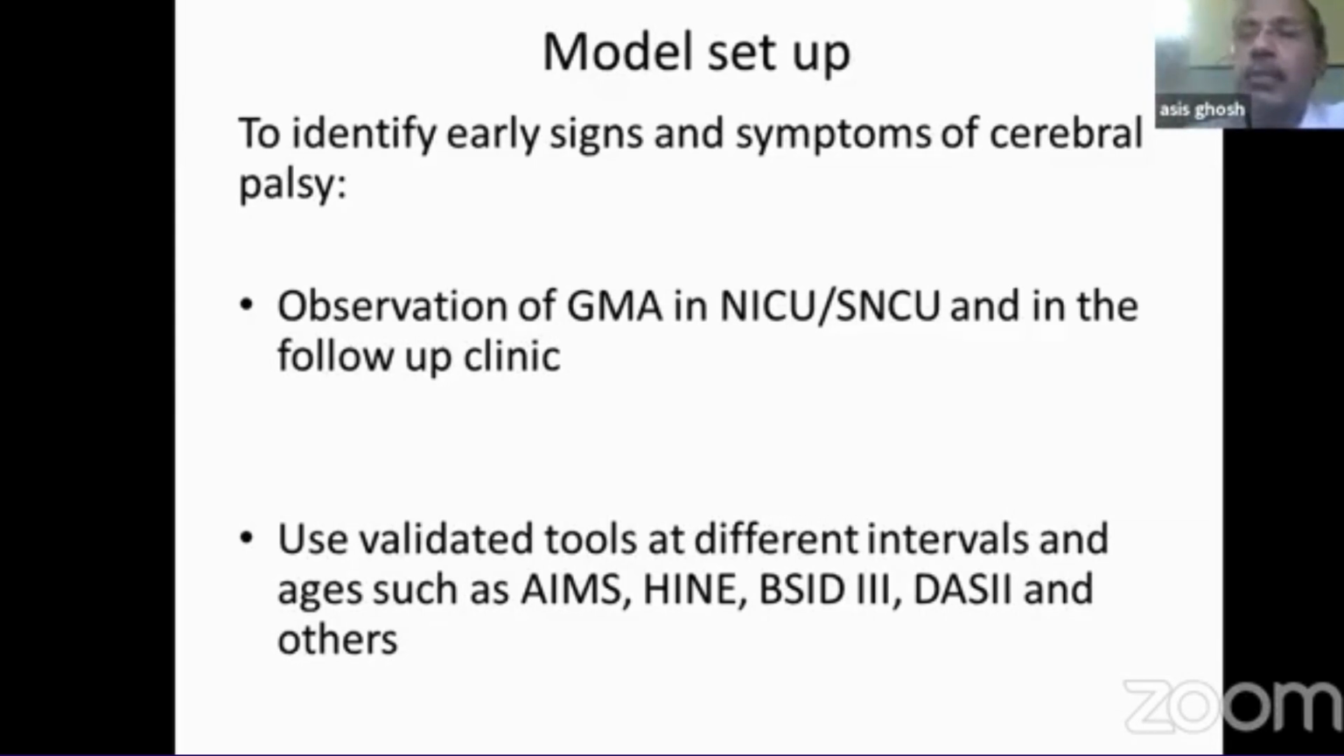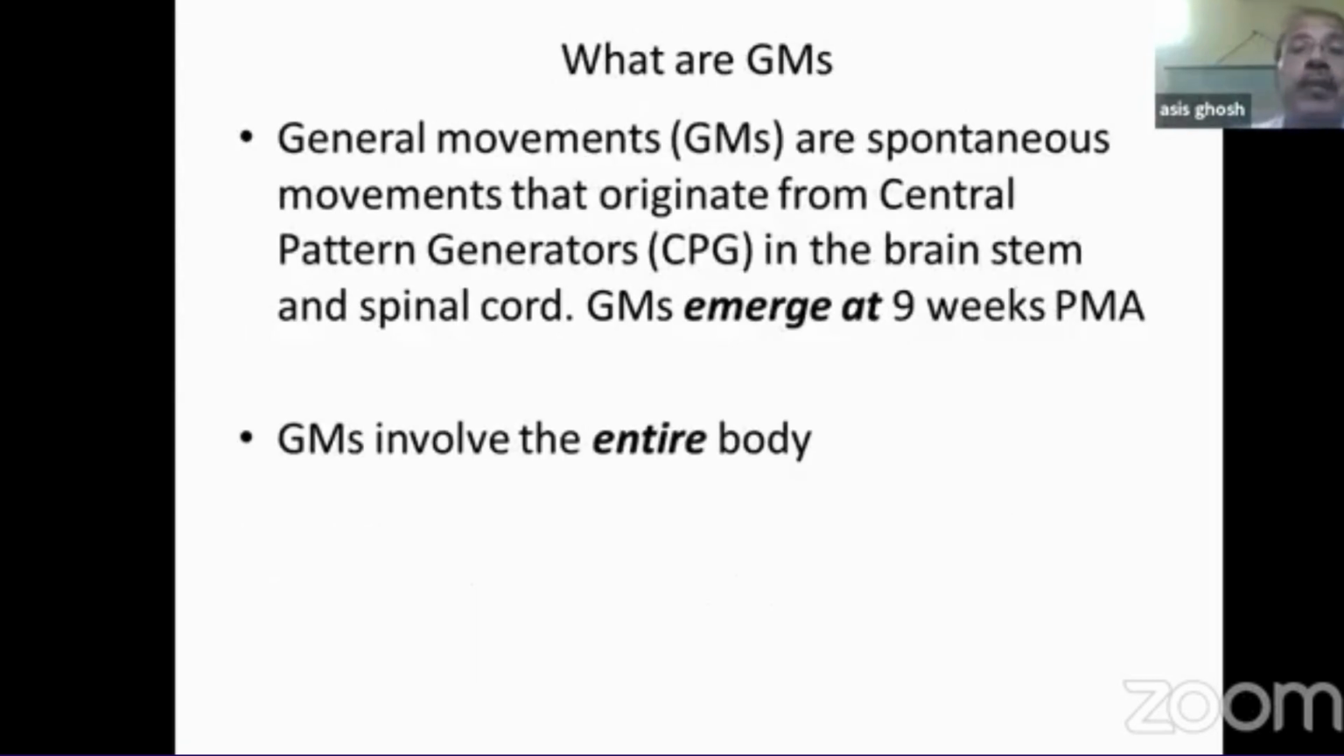And then many institutions, each institution uses their own protocol. Some institutions use Alberta Infant Motor Scale and then Hein at 1 year of age. Some institutions use BSID, Bayley Scale, Bayley 3. Some institutions use the DASII, Developmental Assessment Scale for Indian Infants, and others. So I will start with general movement assessments.